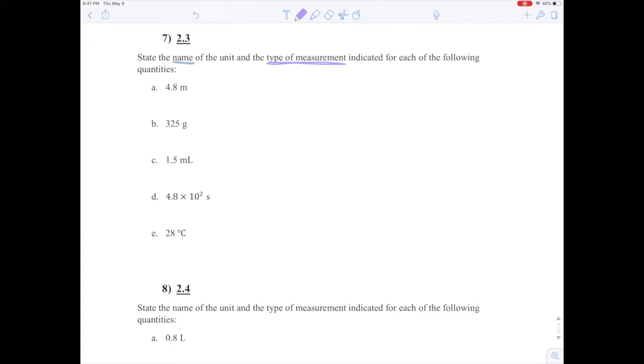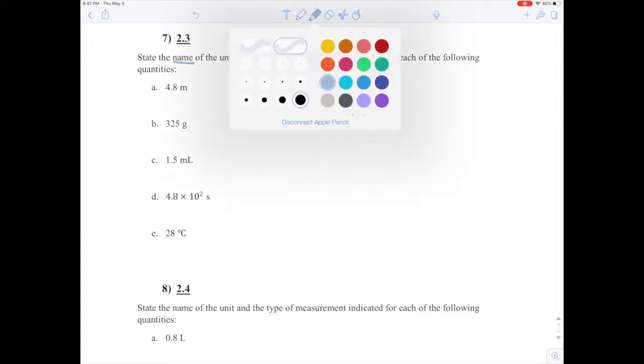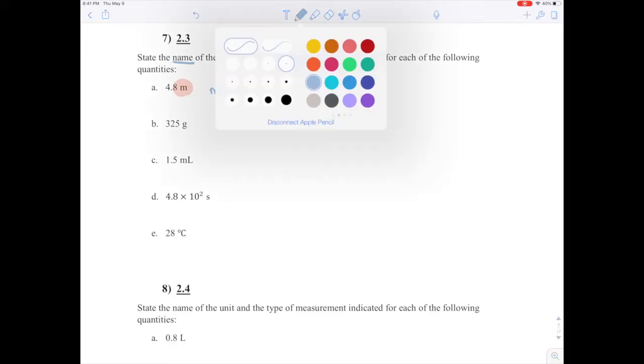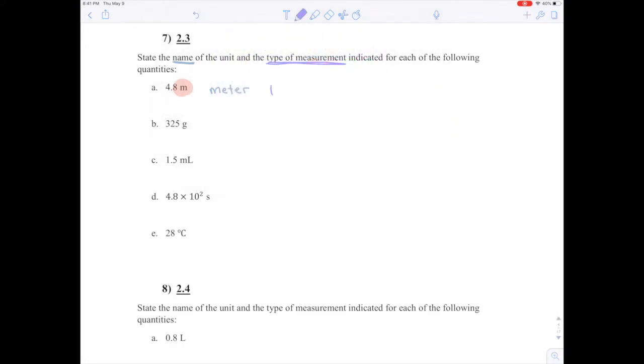So the first feature that they give us is M. M is a meter. That would be the name of that unit. And the meter is the metric unit for length. So that's the second thing there. And so the meter is telling you how stretched out something is, how long it is.